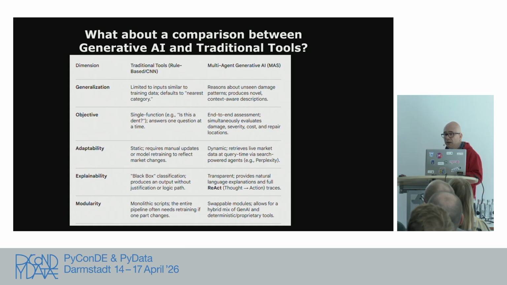With agentic AI, with this model, what happens? First of all, you have reasoning patterns.